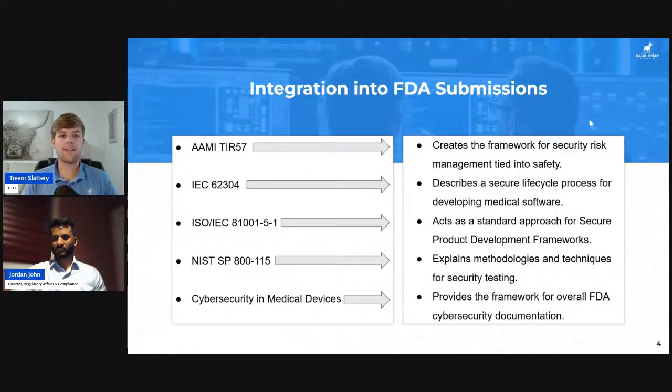Finally, we're going to look at the FDA guidance on cybersecurity for medical devices. This is the overall framework that we're handling for the FDA submission. So this is what we're going to feed into our eSTAR submission. This is essentially the one-stop shop and the guidance book for what you should do when designing security in your medical device.